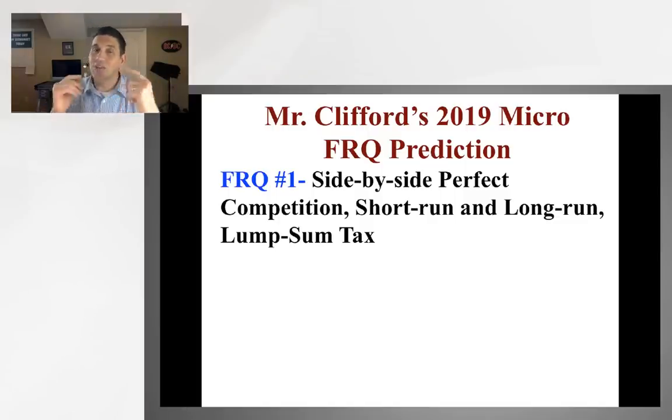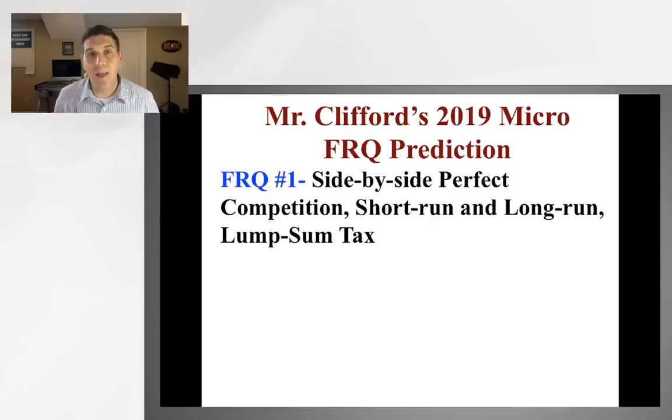I think they're going to give you side-by-side graphs, and they're going to say, okay, draw a market and a firm horizontal demand curve. Make sure you label that thing. Some sort of short run, and then what happens in the long run, either drawing it or explaining it. And I think they're going to ask you some sort of change that goes along with it, maybe a lump sum or a per unit tax.